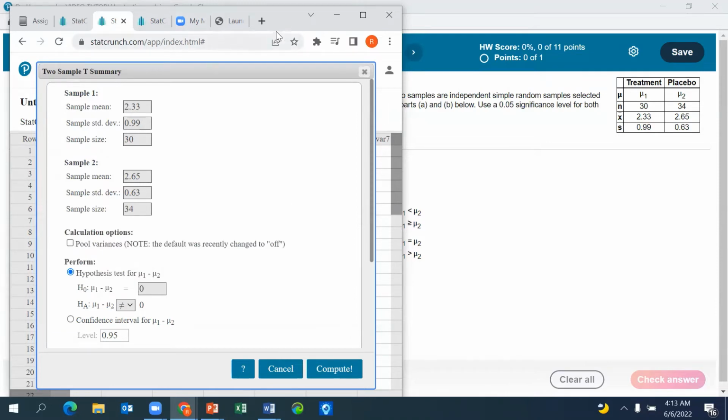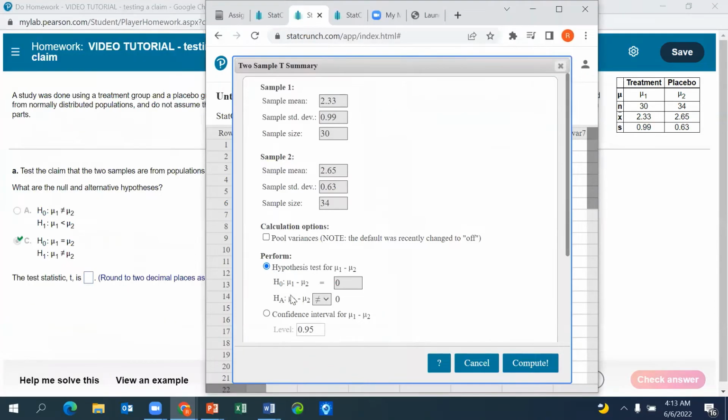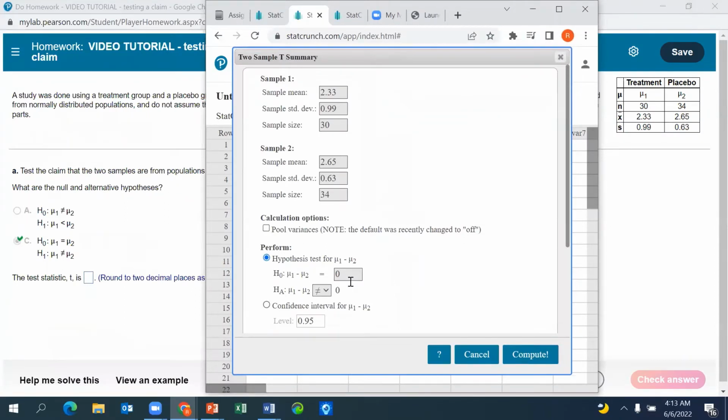And now we're going to have to choose hypothesis testing. Let me see, minimize this. And now we need to know what to enter here. Now the null hypothesis, if you recall, is mu1 equal to mu2. If you subtract mu2 on both sides of the equation, we're going to end up with mu1 minus mu2 equal to 0. And that's the null hypothesis. And you have a two-tailed test, so the alternative hypothesis is not equal, and here's our not equal. So now all you need to do is just hit compute.